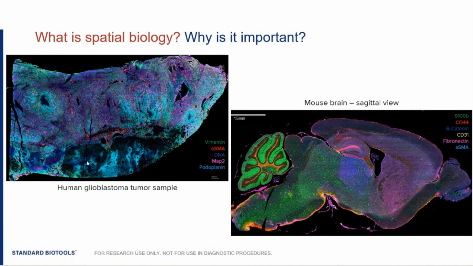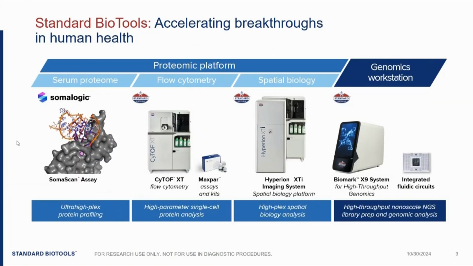So this is where I'd like to introduce you to Standard BioTools. We're formerly known as Fluidigm. We have a fleet of proteomic and genomic high-throughput and high-plex solutions. For example, if you're looking for ultra-high-plex protein profiling from samples with as little as 55 microliters, well, the SomaScan assay could be the solution for you.